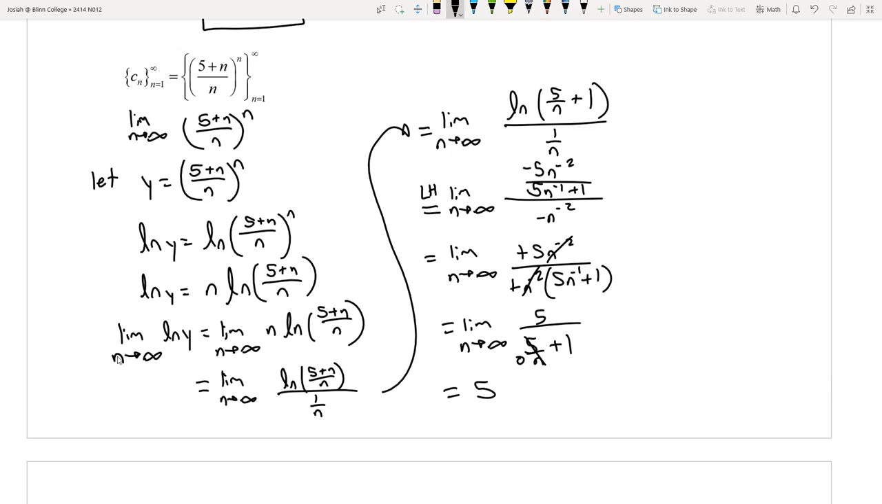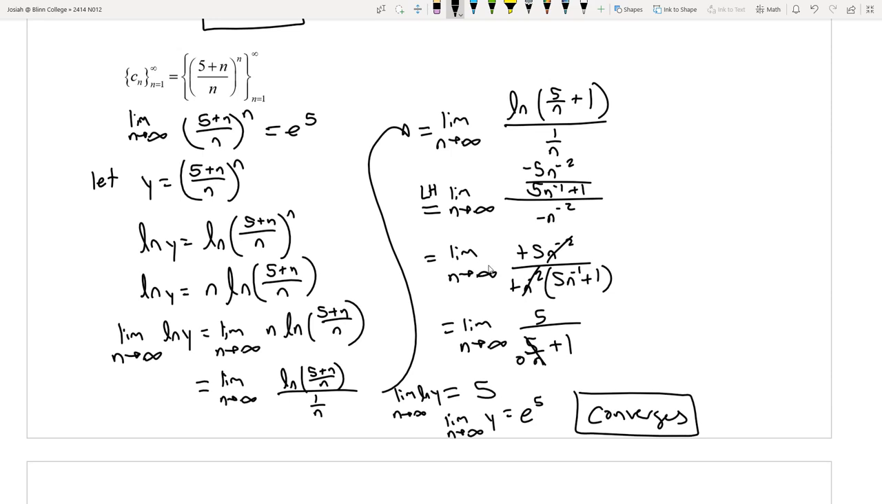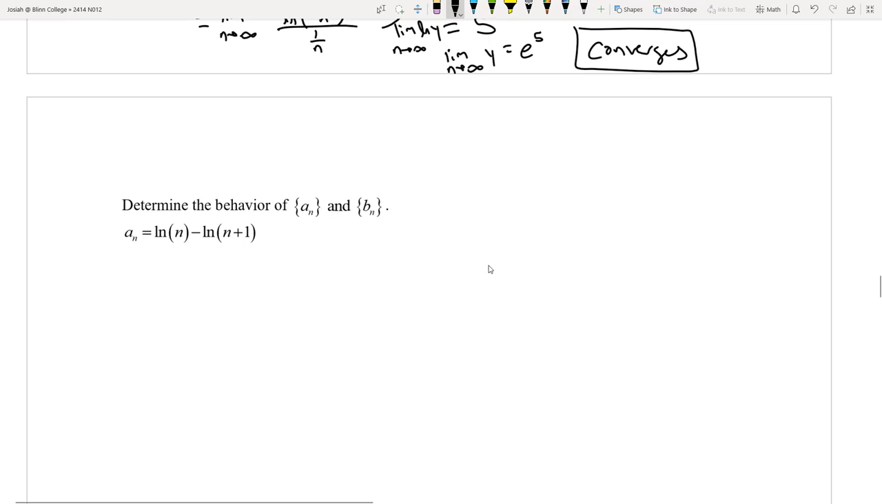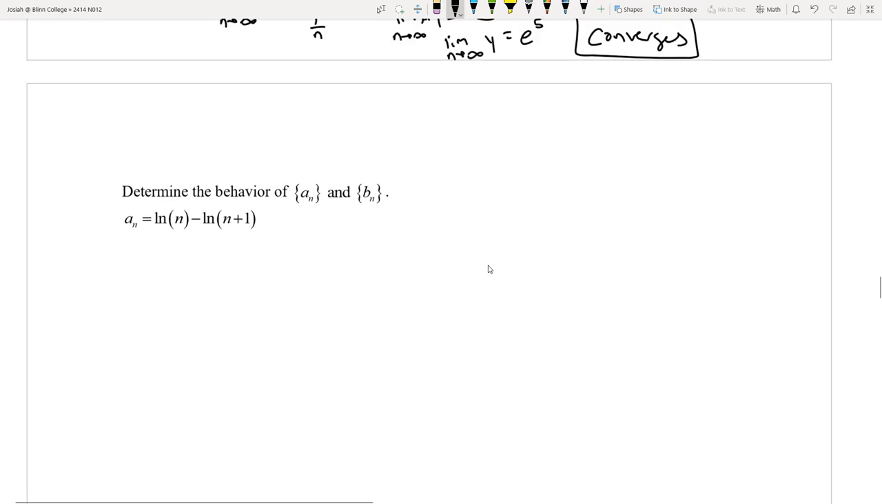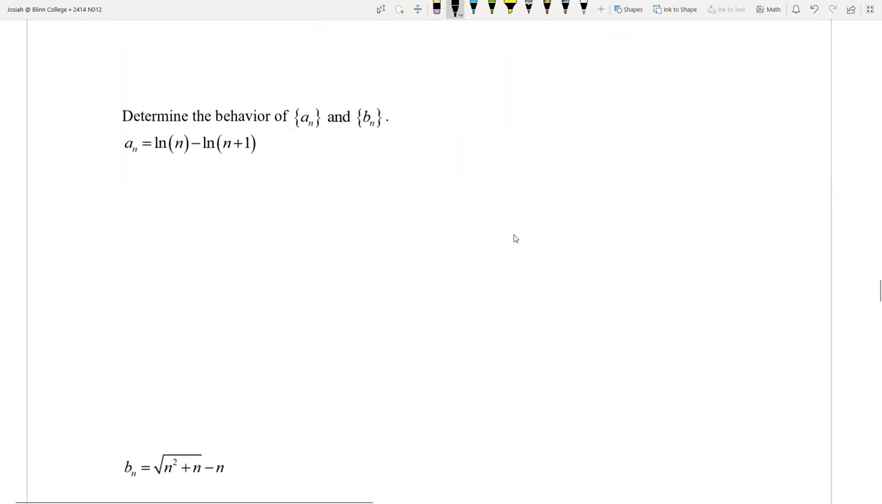So the limit as n tends to infinity of the natural log of y is 5. And so we take the exponential of both sides, we get e to the 5th. And so that's going to be this limit here. And so this guy converges. So we do have to pull back in our minds and remember how this really works in terms of L'Hopital's rule. We do have to remember how that works.